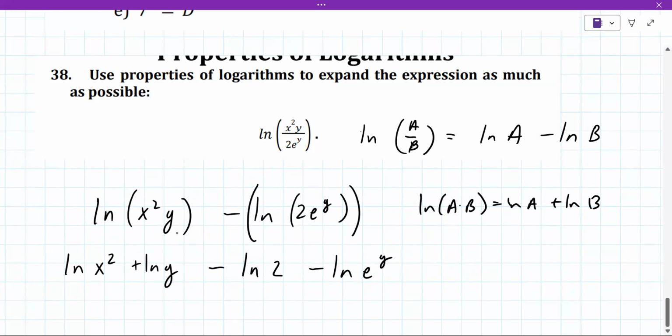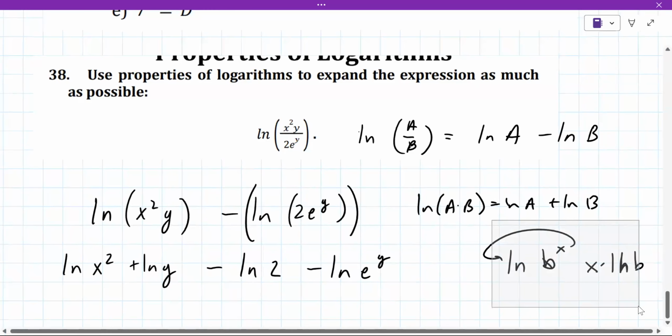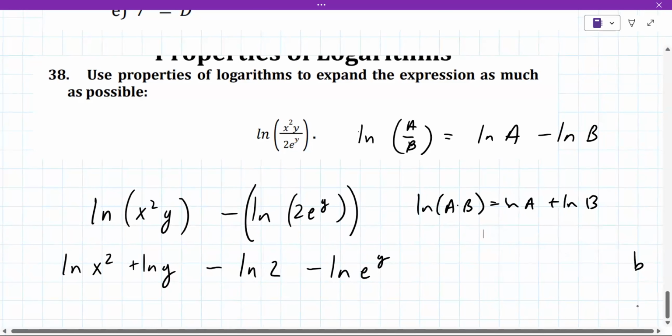Okay. The last property, these are the three that you need to know. There's the quotient becomes a difference, a product becomes a sum, and then if you have something to the exponent, it comes out in front. So I probably have not written this correctly. Let me restart. Natural log x to the b becomes b natural log of x. So that exponent comes out in front.